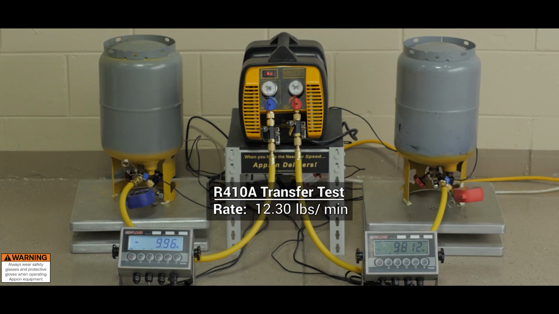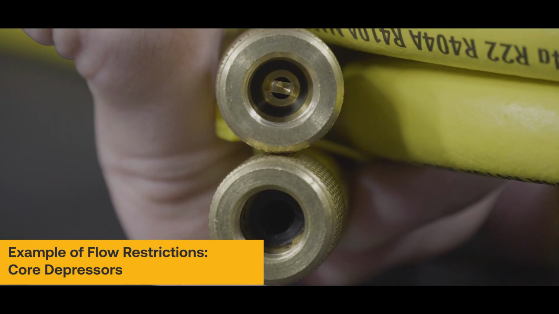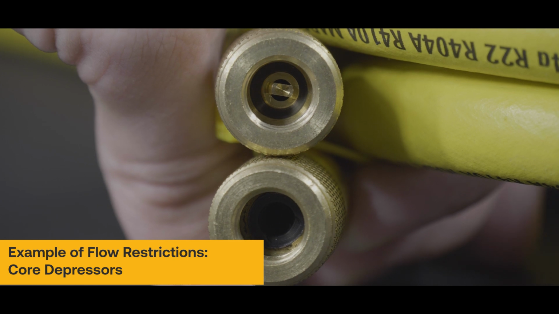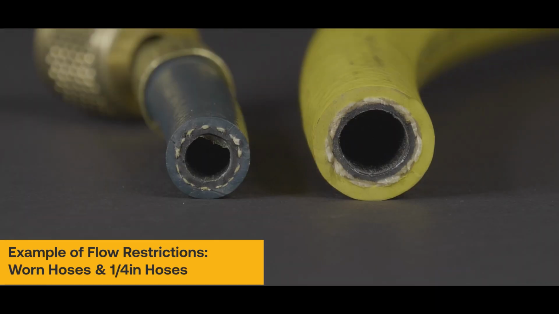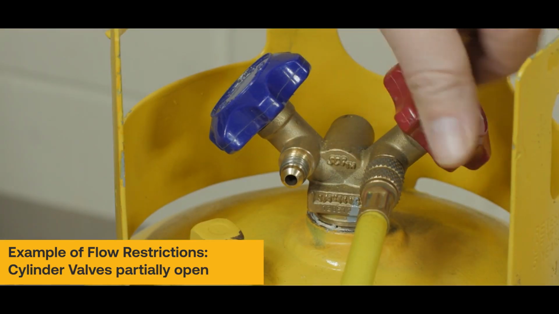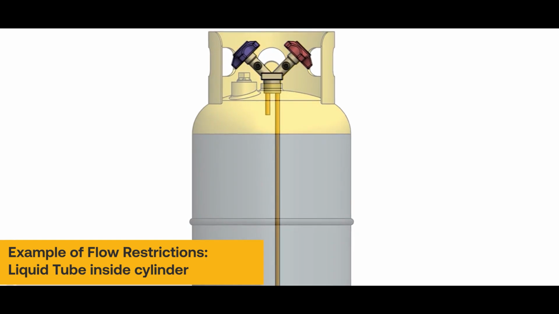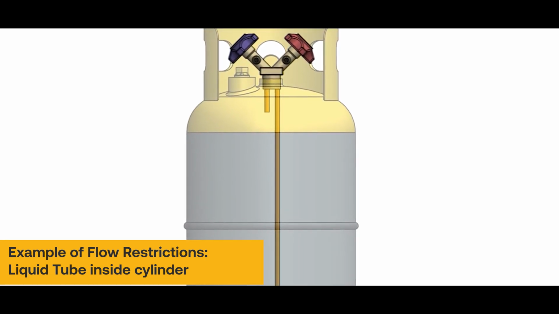Noisy recovery, hot tank, slow transfers, you may have flow restrictions. Let's take a look at removing restrictions for fast refrigerant recovery. Flow restrictions can include Schrader valves in the system access fittings, core depressors in the hose fittings, quarter-inch hoses or worn-out hoses, the valves on the recovery cylinder not being fully opened, and even the tube from the liquid port into the tank.